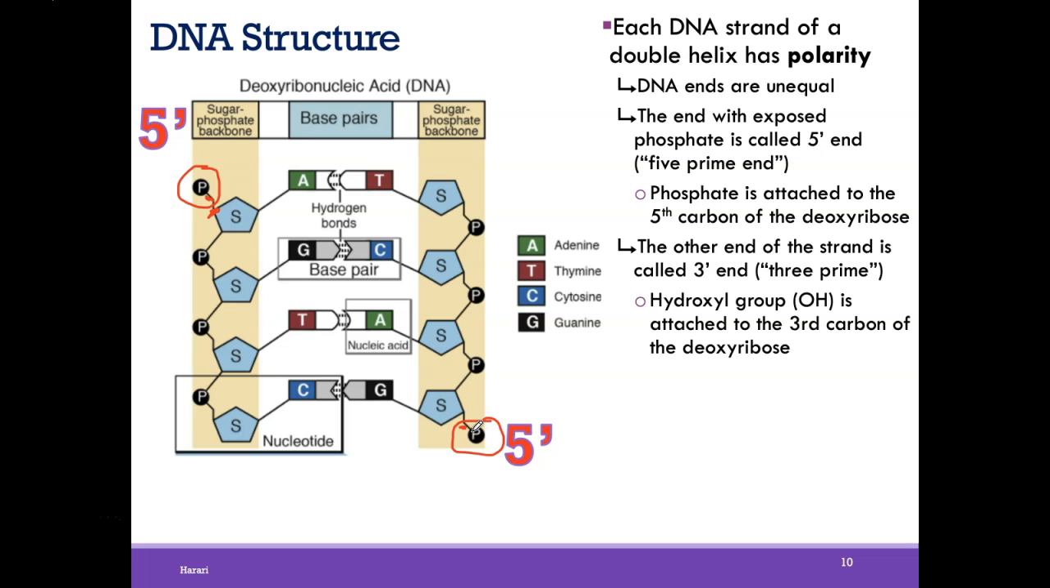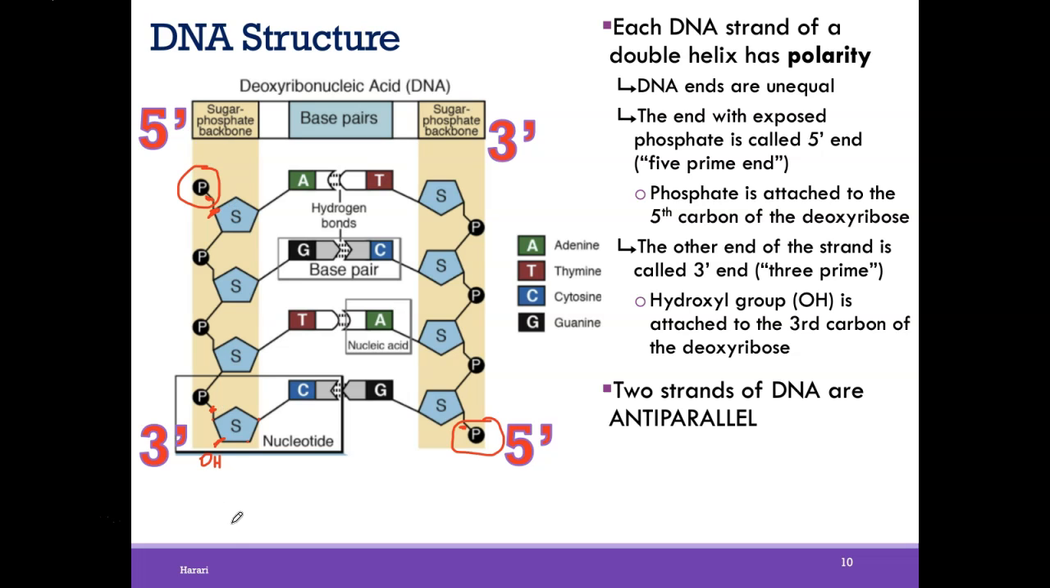So this is the unbound end. This is where the hydroxyl group is attached to the third carbon of deoxyribose. So specifically, this is the first carbon, second carbon, third carbon. That's where the OH would be. Right? Fourth carbon, fifth carbon. So the phosphate's attached to the fifth carbon. The OH is always attached to the third carbon. And that's why we just call it the 3' end. That's what you need to know, is that the end with the phosphate sticking out is the 5' end, which means the other end is 3'.